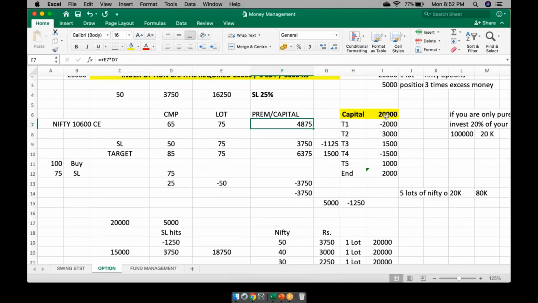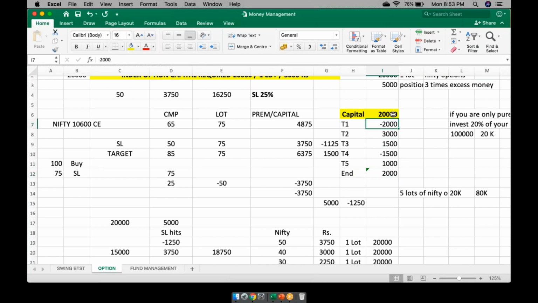Say, for example, you are starting with a capital of 20,000 rupees. First day you booked 2,000 rupees loss. Second day you make 3,000 rupees profit. Third day you make 1,500. Fourth day 1,500. Fifth day 1,000 rupees loss. So at the end you are making 2,000 rupees profit.